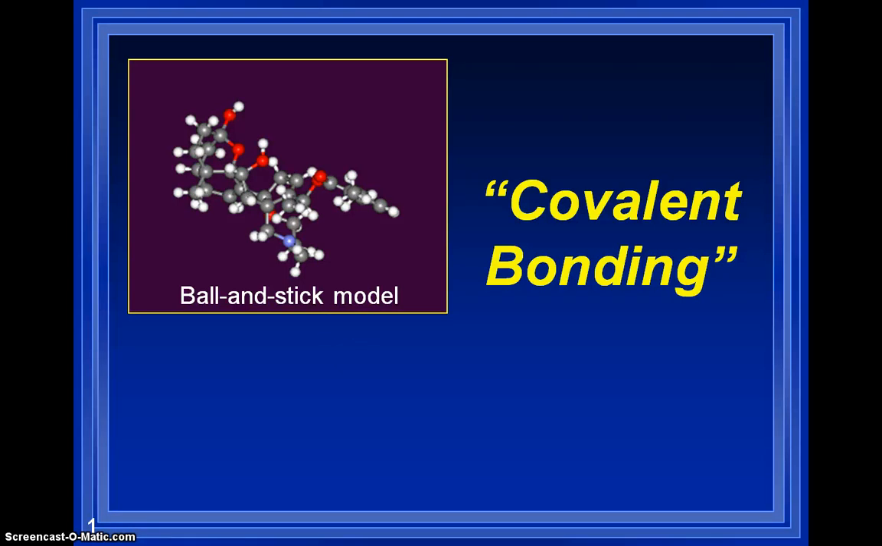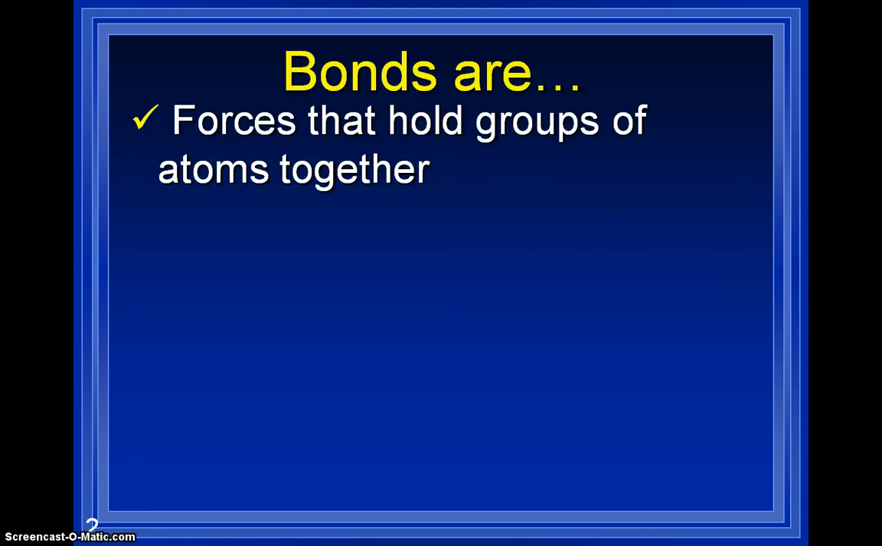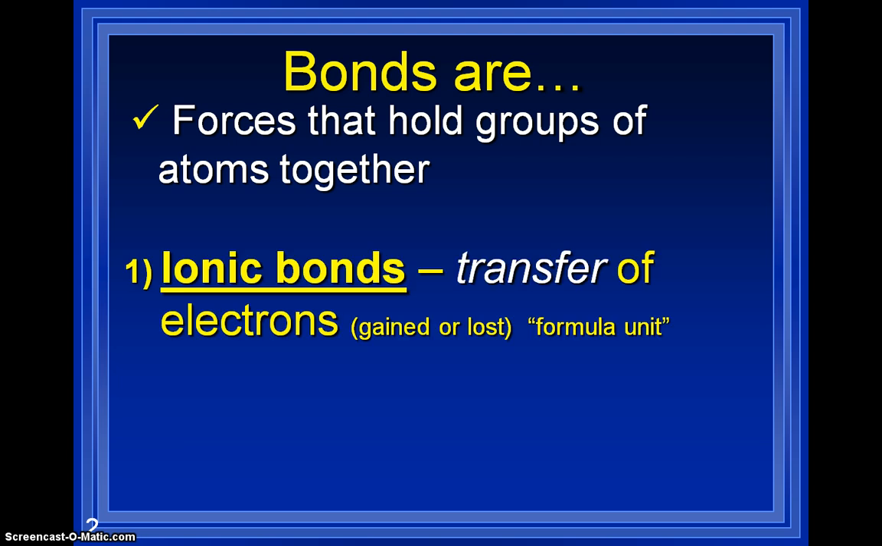Alright, in this video I'm going to talk about covalent bonding. So in the last unit we started talking about bonds, and we did this by introducing ionic bonds. In general, a bond is a force that is going to hold atoms together, or a group of atoms together in a compound. And ionic bonds are actually when an electron is transferred from one atom to another.